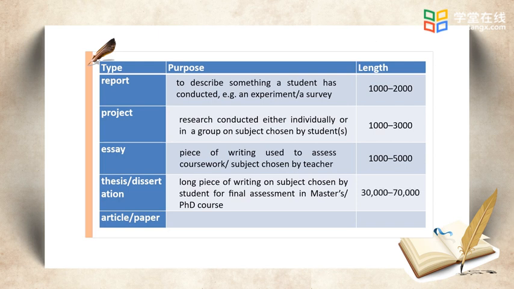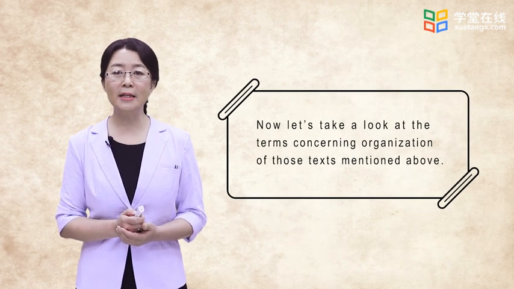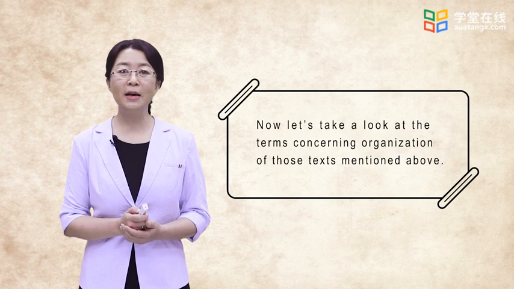Generally, the student is supposed to complete one between 30,000 to 70,000 words. The last type is an article or a paper, which refers to a piece of writing published in an academic journal. The proper length of such a piece is between 5,000 to 10,000 words. Now, let's take a look at the terms concerning organization of those texts mentioned above.